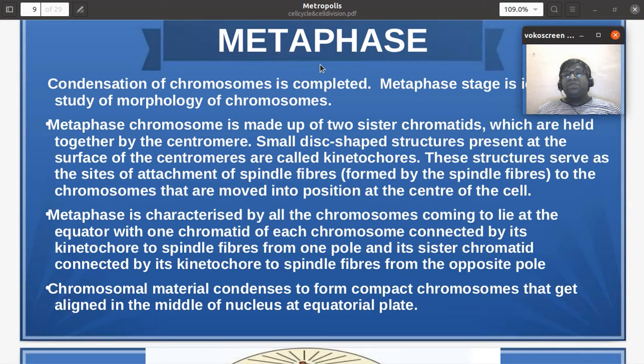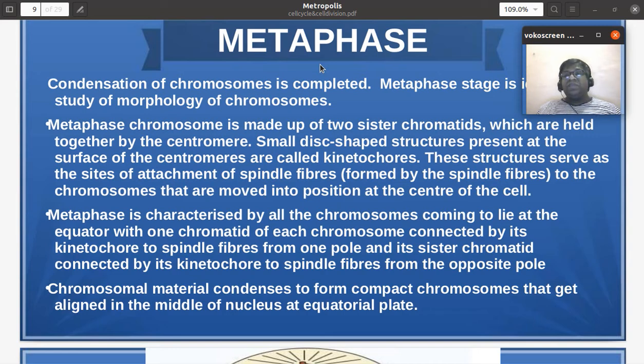So what is the purpose of kinetochores? They serve as the site of attachment of spindle fibers. The spindle fibers are attached to the kinetochores from the opposing poles. So the kinetochore structure serves as the site of attachment of spindle fibers to the chromosomes, which are moved into position at the center of the cell.